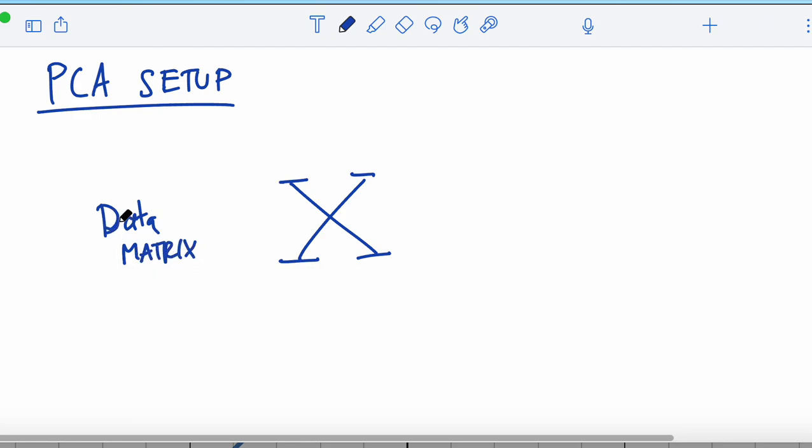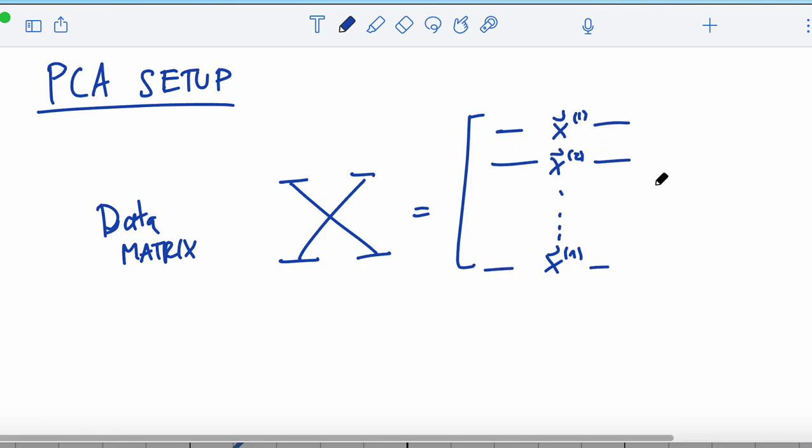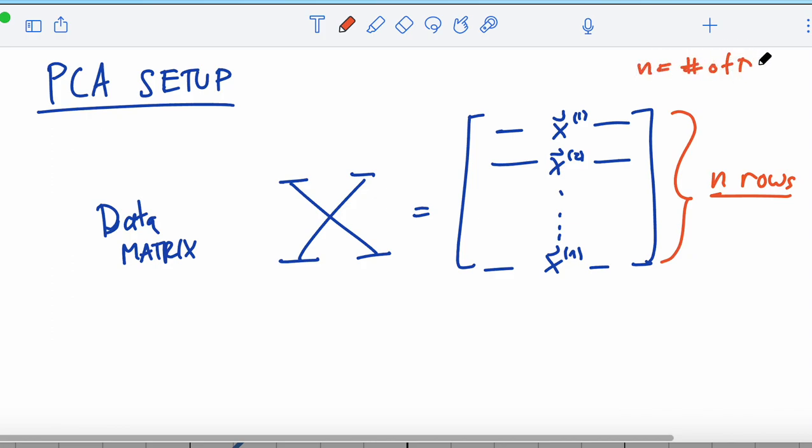The data matrix. It's going to be an n by p matrix. I'm going to draw it like this. I'm going to think of the rows as being the vectors x1, x2, all the way up to xn. And each one is a row vector with p entries. So it's n rows, where n is the number of data points.